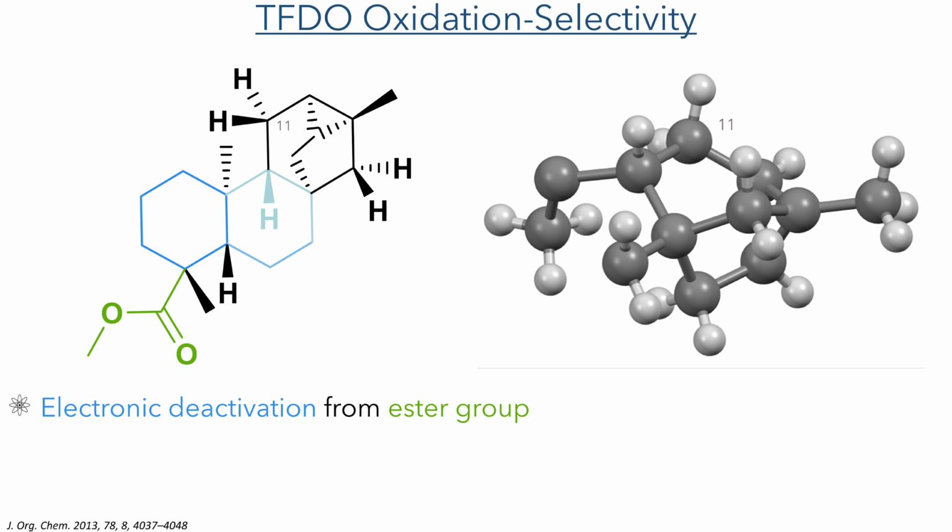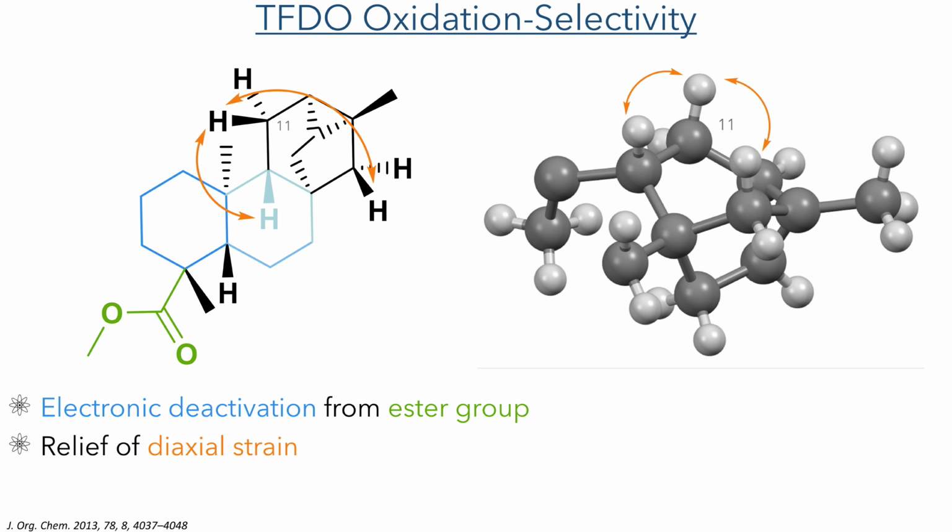There are several factors that we can use to rationalize the selectivity of this oxidation for the C11 position. The first is electronic deactivation from the electron-withdrawing ester group. This reduces the reactivity of the positions close to it and favours oxidation of the most distal ring. Another factor is the relief of diaxial strain.